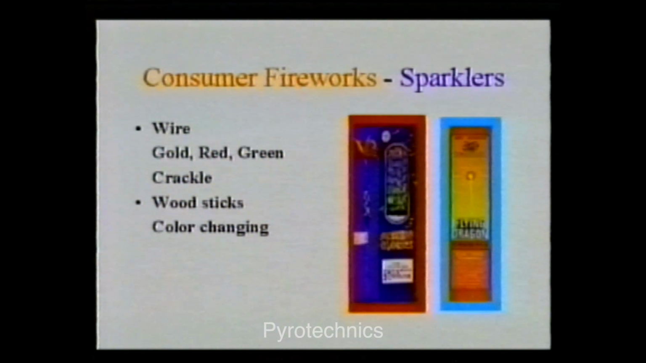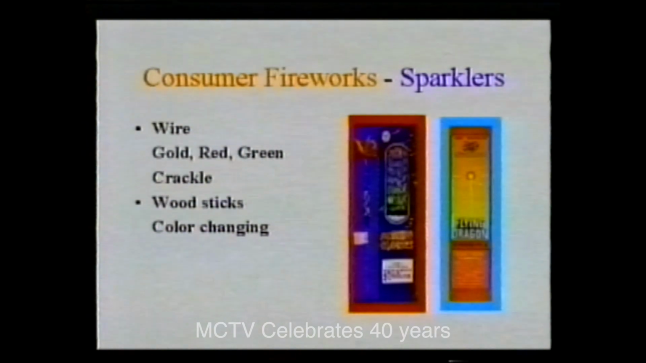There are two types. The first is the wire sparkler. It can burn either gold, red, or green, or perhaps even give off a crackling sound. The second type is on a wood stick. They're usually called morning glories, and they usually have a series of displays involving color changes.